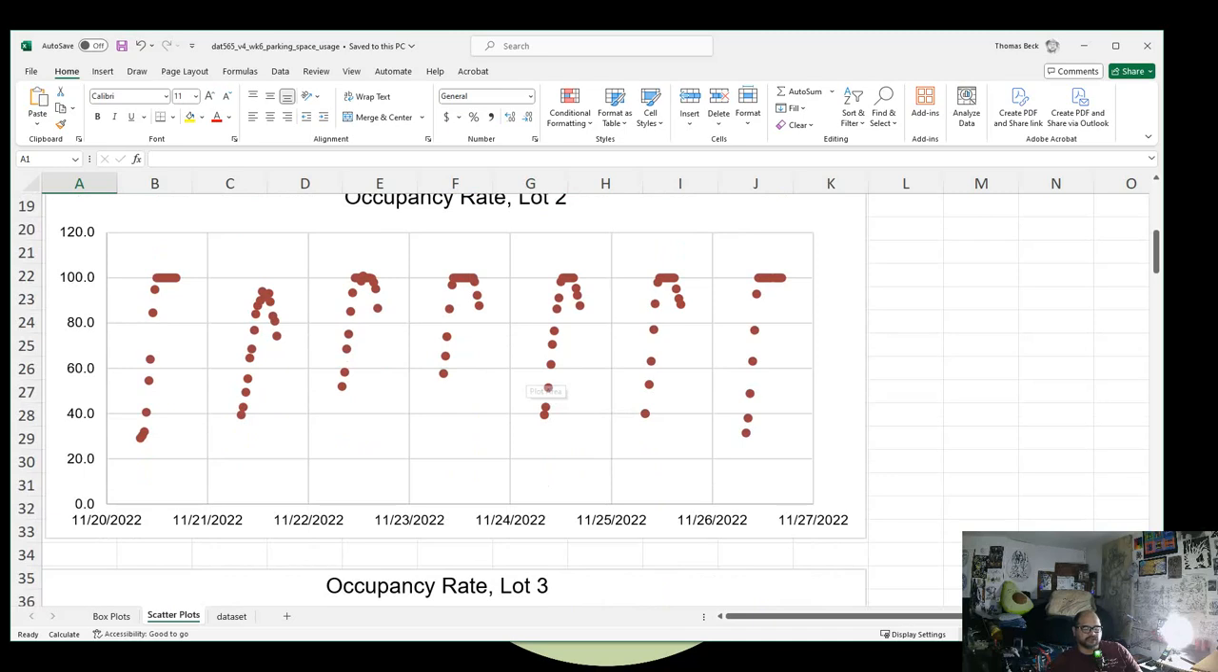So I can only imagine how much traffic happens where cars are driving through this parking lot trying to look for a space, but it's completely full, so there's no point to even drive into the parking lot itself.